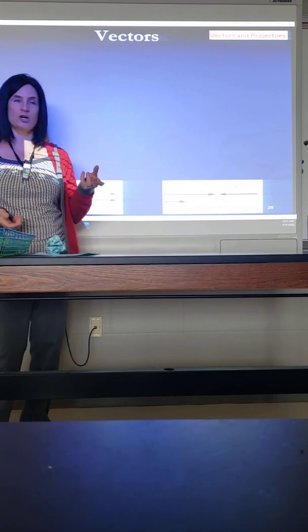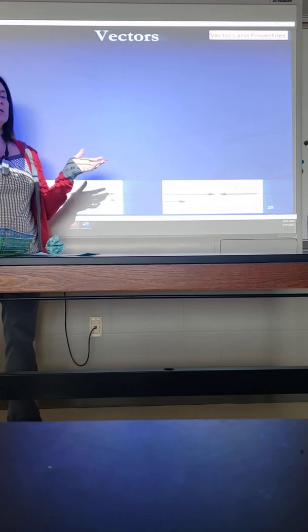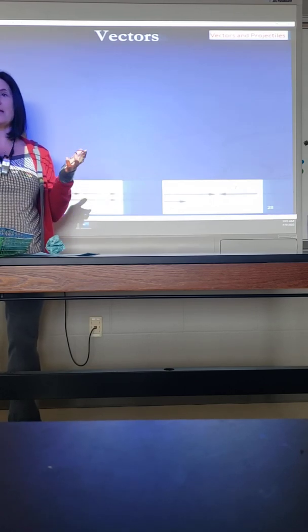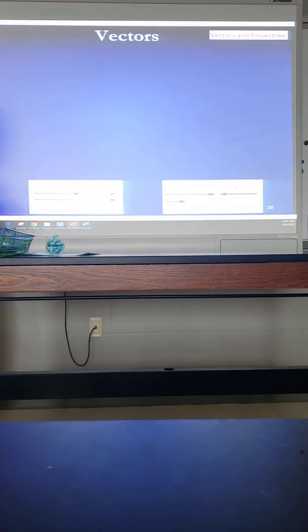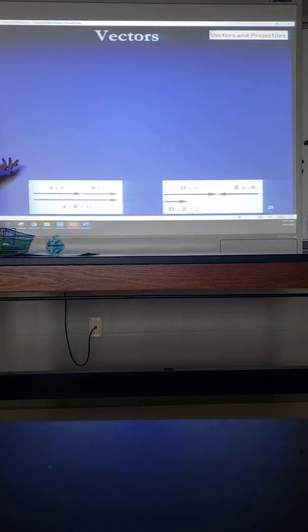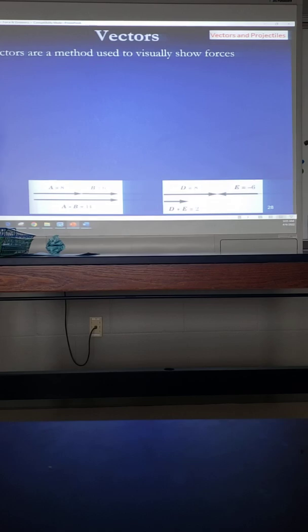If you have a very good math brain and positives and negatives make sense for you, I'm going to show you another way that you can think about it. But I think it's easier just to think if they're going in the same direction, you add them. If they're going opposite, subtract. But we're going to be looking at these vectors because we know that these visually show the forces and what they're doing. So this is slide 28.